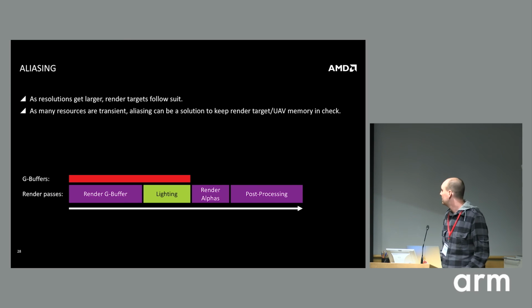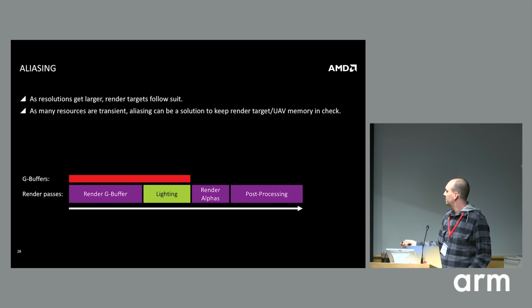Aliasing. This is a good way to actually save a bunch of memory. The idea is that when you are finished with resources, you can reuse the memory for something else. Along this bottom axis here is time. These are different passes from some hypothetical application. So we render our gbuffer, do some lighting, render some alphas, and then do some post-processing.